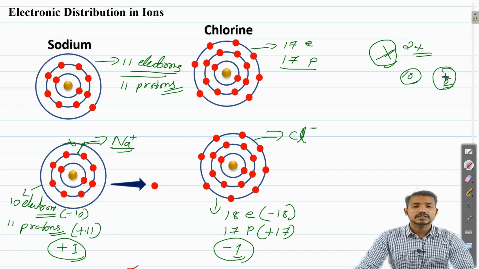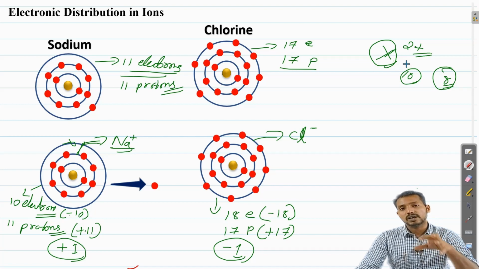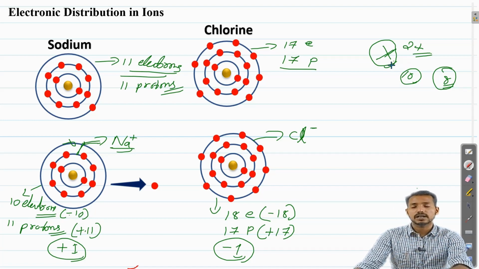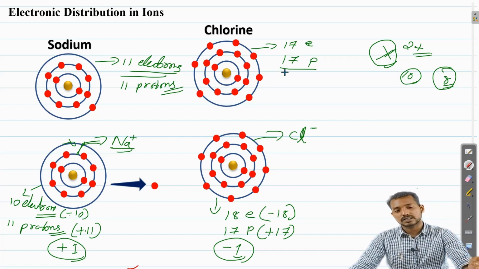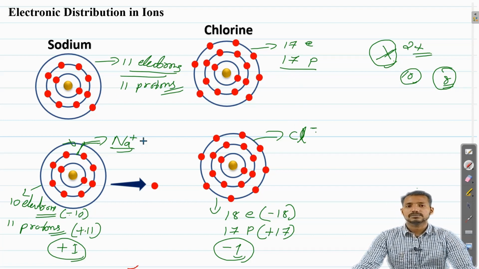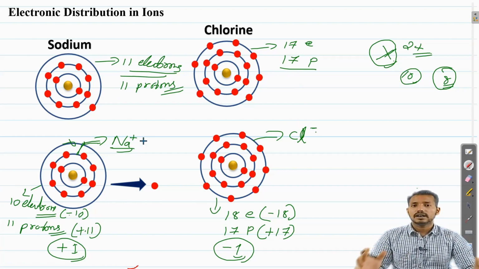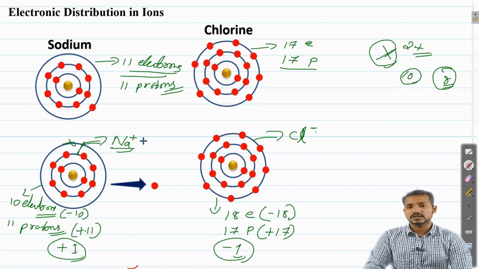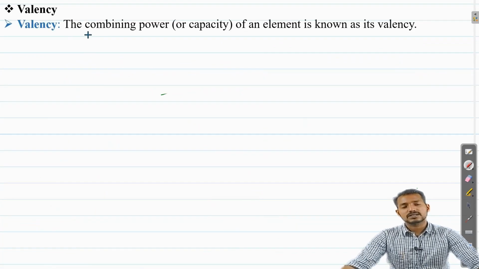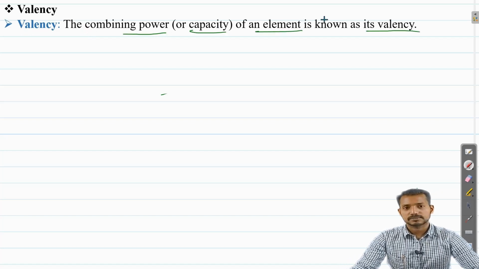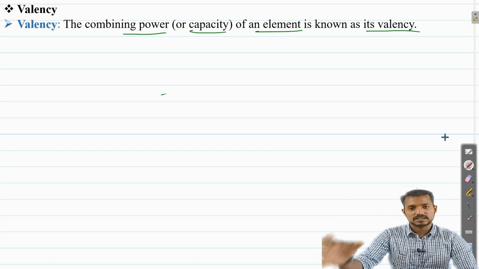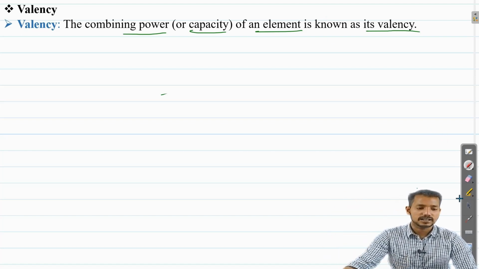So you have to consider this while writing. This is very important when calculating the number of electrons and drawing the electronic distribution of ions. Clear? That is very important both in the case of anions and cations. Now we are moving to the next and very important topic, that is valency. What is valency? We have learned in chapter 3 that the combining power or capacity of an element is known as its valency. Clear? Now we are going to discuss this valency in detail in terms of the electronic distribution.